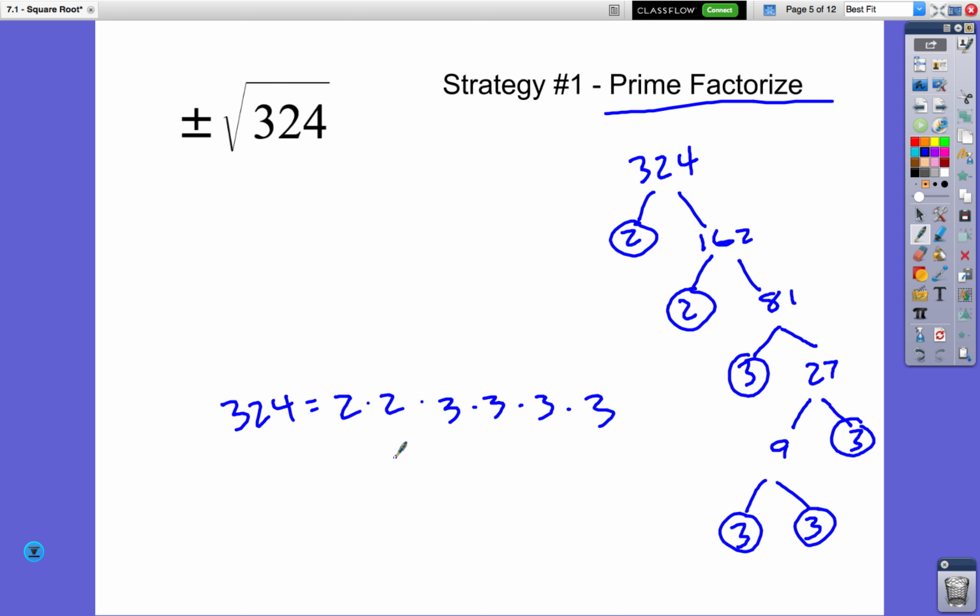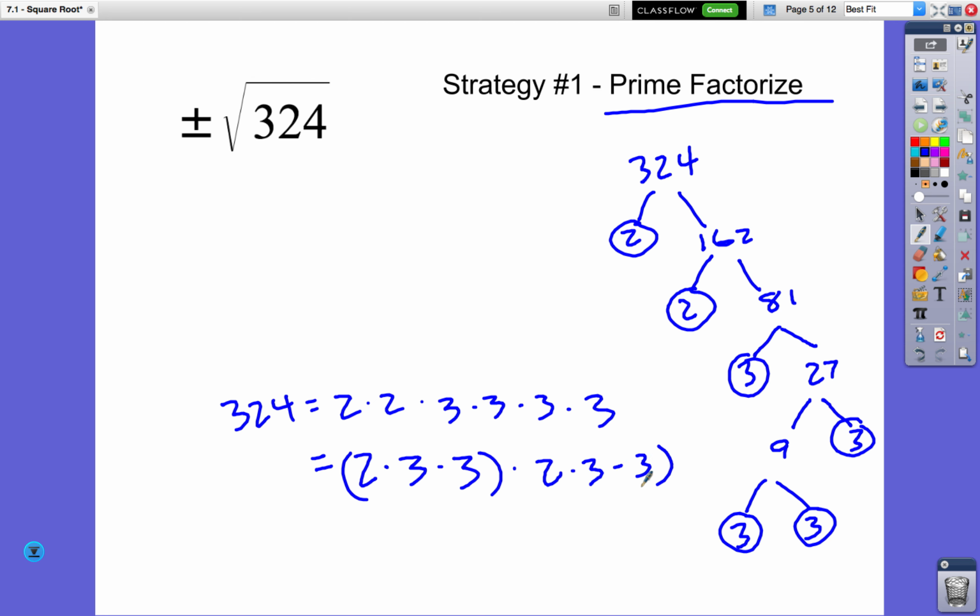Now, how does that get us to the square root answer? Well, since it's all multiplication, I'm going to take advantage of the commutative property, which says that if it's only multiplication, that multiplication can be done in any order. So in fact, what I'm going to do is take this 2, this 3, and this 3, and group them together. Then I'm going to take the other ones, the other 2 and the other 2 3s, and group those together.